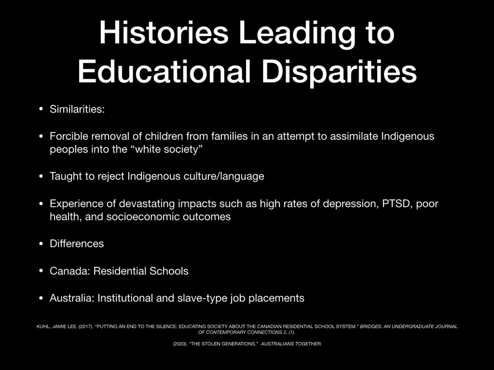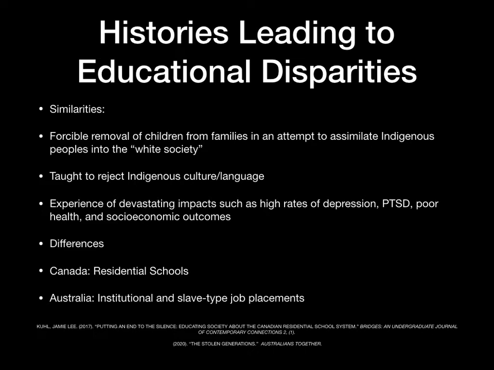Okay, so the first place I wanted to start was just looking at the similarities and differences of the colonial histories, and the colonial education histories to be exact, in terms of taking children from their homes and placing them in different institutions, or in Canada's situation, residential schools. So both countries experienced a forcible removal of children from families in an attempt to assimilate Indigenous peoples into white society. Both countries had this idea that if Indigenous children and families weren't able to assimilate into white society, they wouldn't be able to make it, and they wouldn't be able to be successful in society.